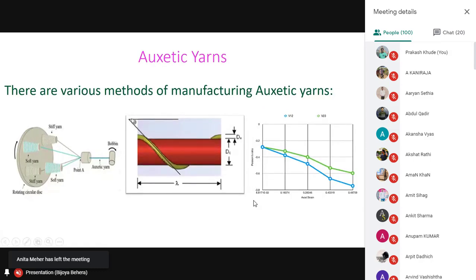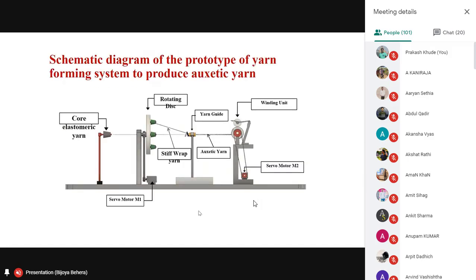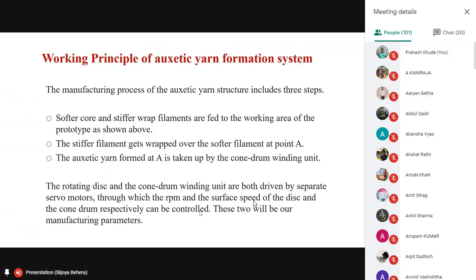What you see here is theta. Then you can see how much increase will happen in the transverse direction. In this diagram, you can see here the D delta, which is the diameter of stiff yarn. This is the diameter of your elastic yarn, and when it is extended, how much it will extend depends on this angle theta, because with this angle, the number of wraps per unit length will be decided, and you will get an auxetic yarn. So this is the basic principle of developing an auxetic yarn. The same thing is explained here.